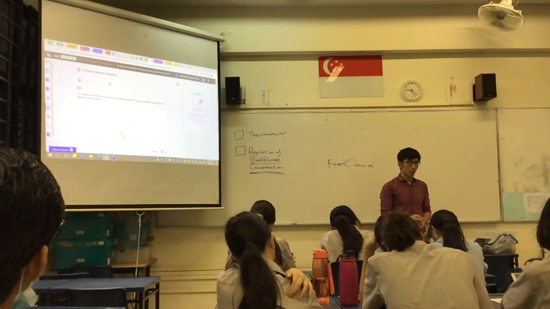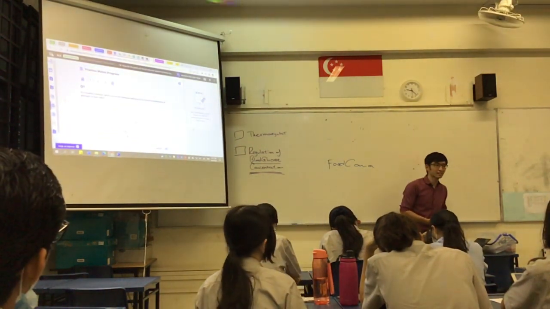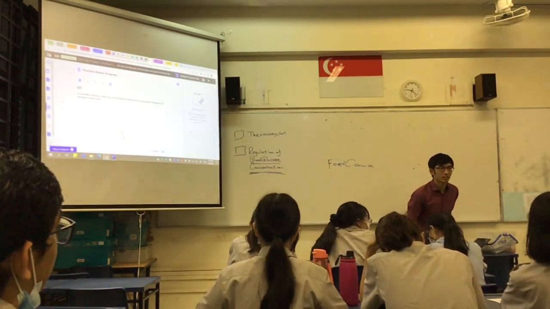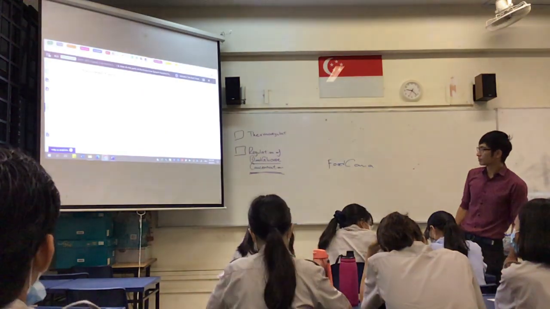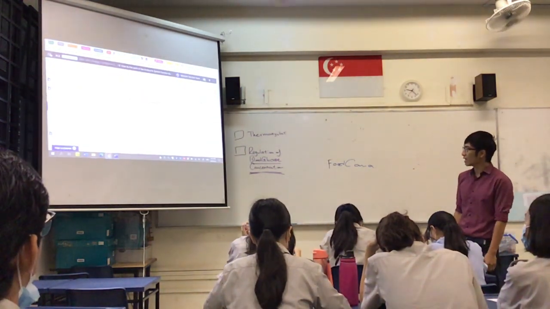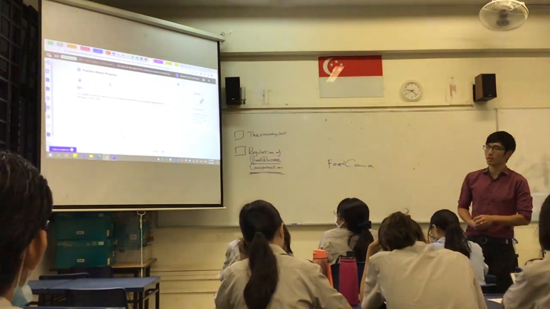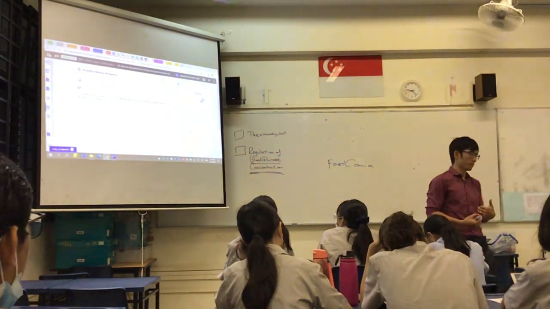Okay, question 1. What will be the answer? Is it Xiang? Question 1. A high glucose content in the diet will lead to an increased production of glycogen in liver cells. Okay?